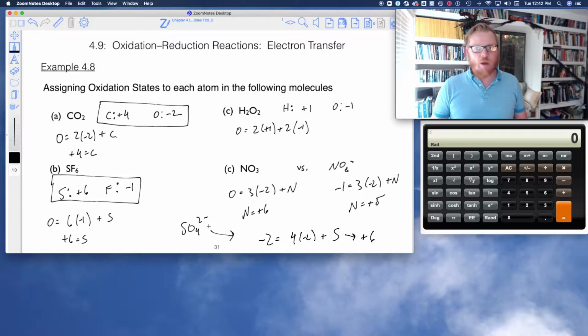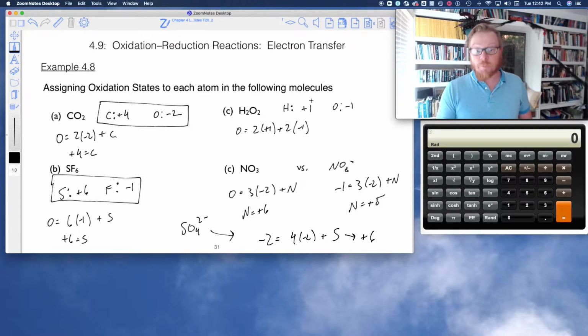All right? And we could go through all of the other polyatomic ions. You know, why is phosphate PO4 3-? Why is acetate CH3COO-? Okay? It's because of the oxidation states. Those are the chemical properties of those atoms in those molecules.